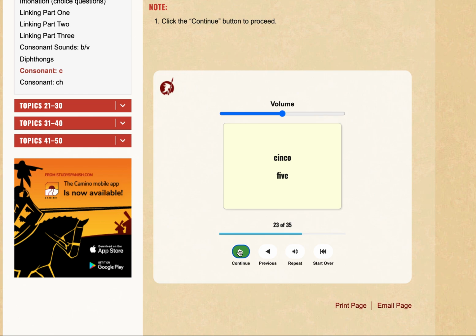Cinco, cereza, cielo. I'm not sure if you hear the Z pronunciation because Spaniards are supposed to pronounce it like with a Z, and Latin Americans is more like an S, right? So Zilo. It's not Zilo. It's more like almost like an S. Cielo.